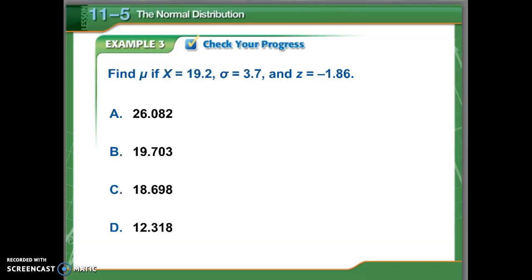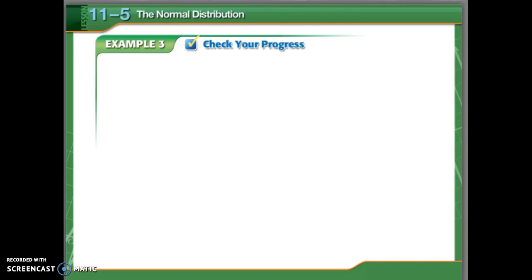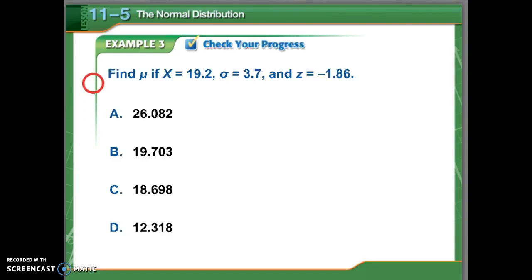Okay, next we have a check your progress for example 3. Go ahead and pause the video and apply the Z formula. This time you're looking for the mean, mu. We'll see the answer on the next slide. And our answer this time for the mean is A, 26.082.